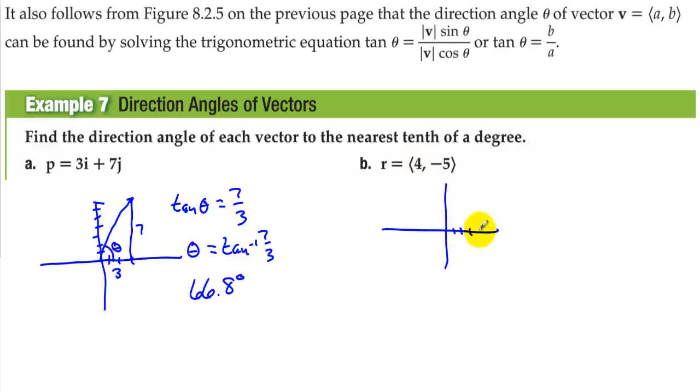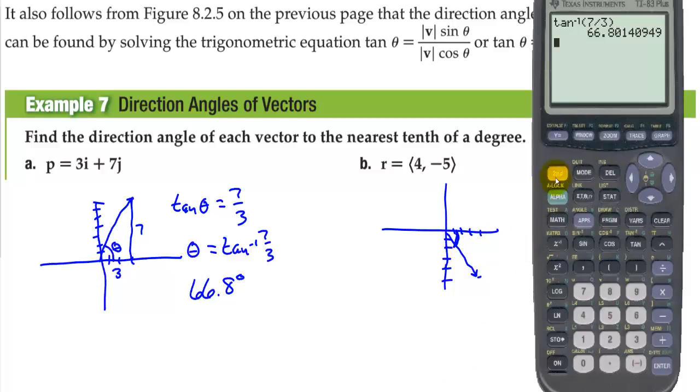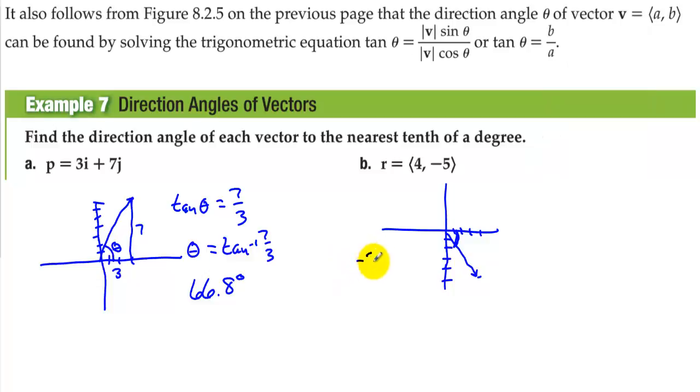So 1, 2, 3, 4, and 1, 2, 3, 4, and 5. So we want to know this angle right there. So we grab our calculator, and now we're going to do inverse tangent of, it's y over x, so it's really -5 divided by 4 in this case. And we have -51.3, so -51.3 degrees.